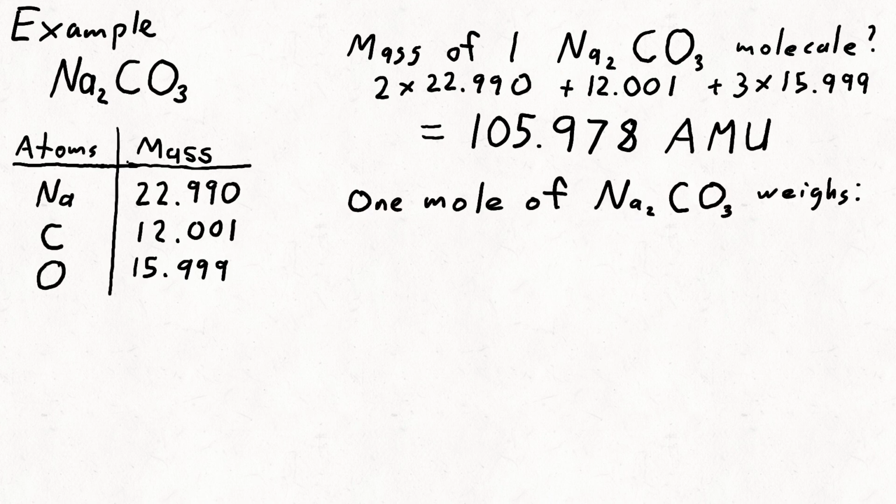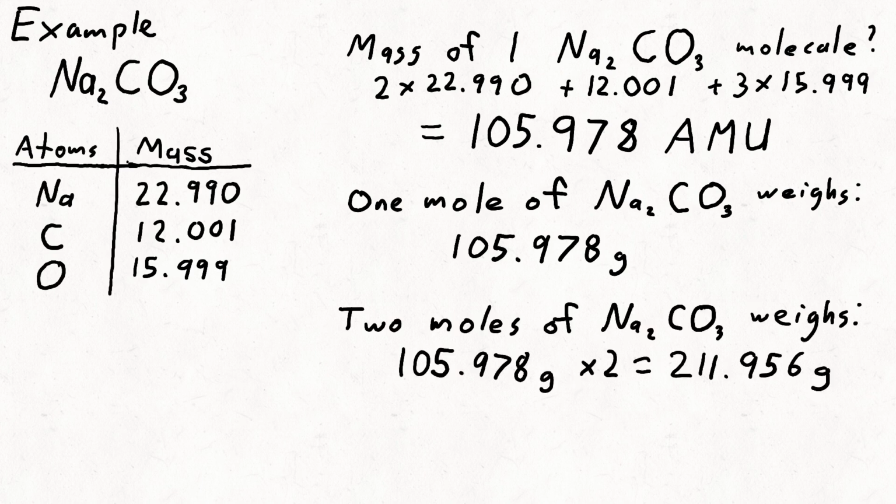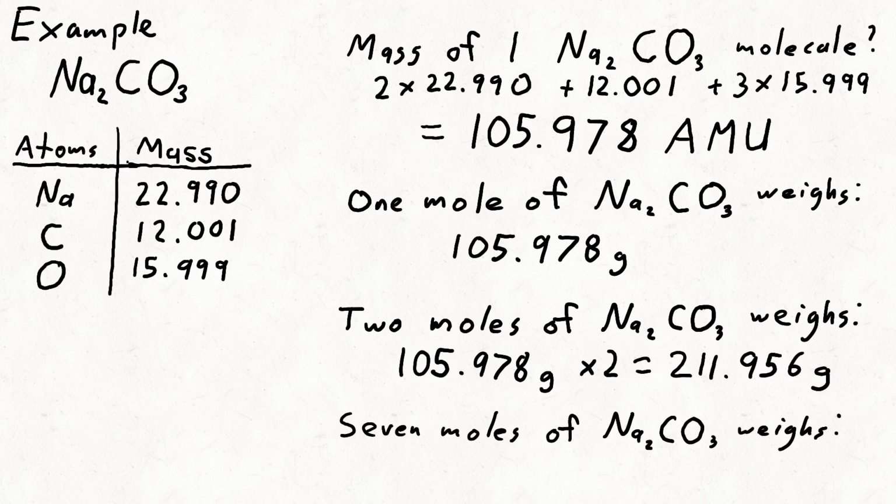Thus, the mass of 1 mole of Na2CO3 is 105.978 grams. To find the mass of 2 moles, just double the mass of 1 mole to get 211.956 grams. Or to find the mass of 7 moles, multiply the mass of 1 mole by 7 to get 741.846 grams.